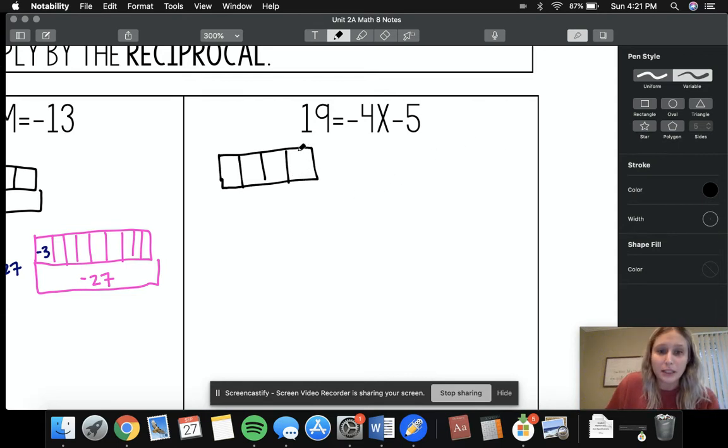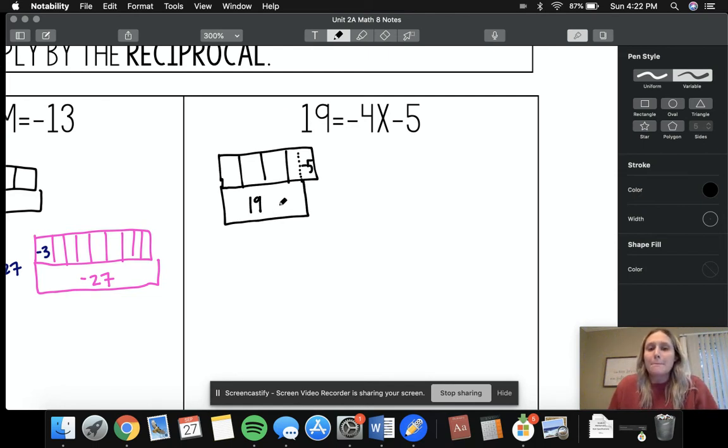So this right here, I'm going to say that this is 4x's, -4x's, but I'm also taking some away. I'm taking away 5 from that. So this amount right here is the -4x's, and us taking off 5 as well. And that's saying that this is equal to 19.